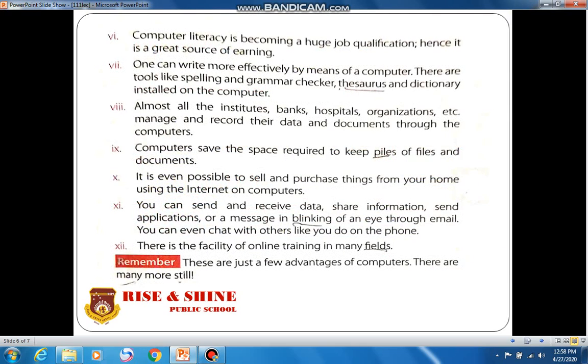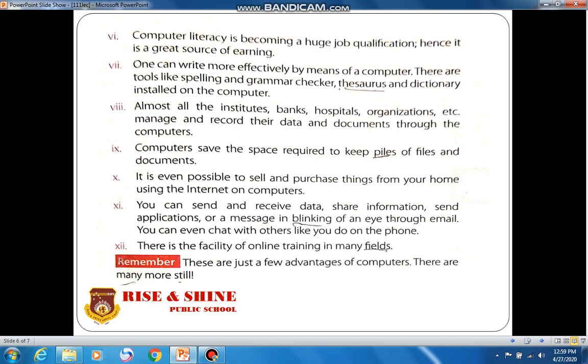Computer literacy: a computer literate person can easily get a good job, and he can earn a lot of money. So a computer literate person has a great chance of getting a good job. One can write effectively by means of computer. A computer has become a very effective writing tool, because there are certain tools such as spell check and grammar check. So by using these tools we can write very effectively, and we can write without mistakes.